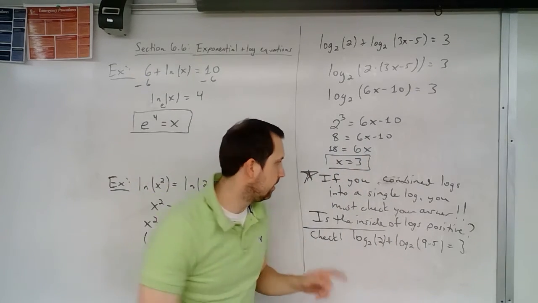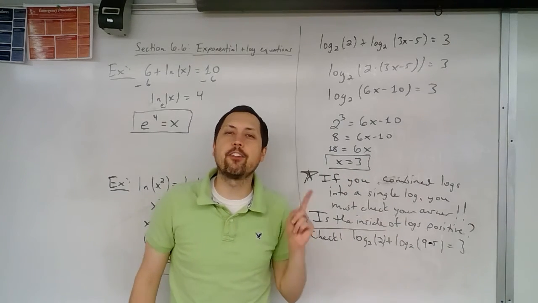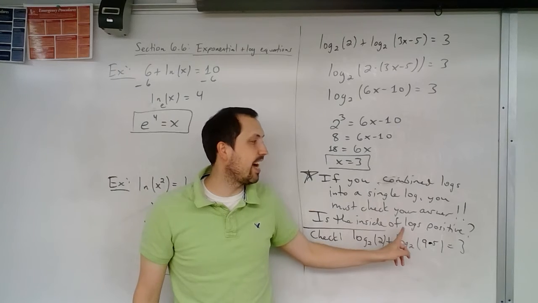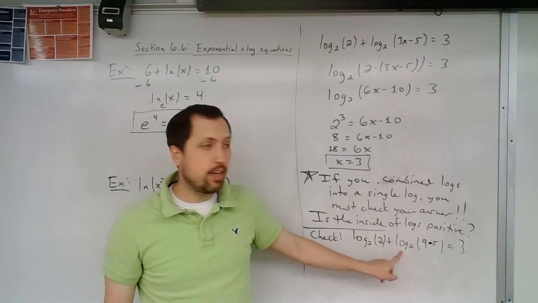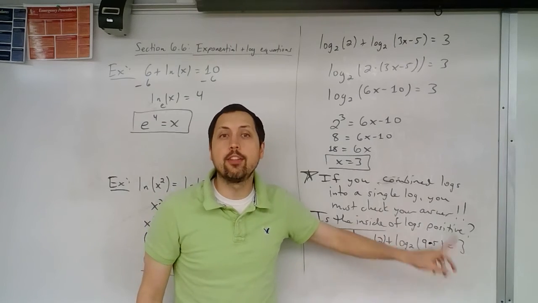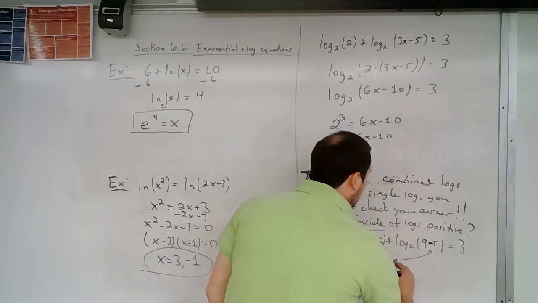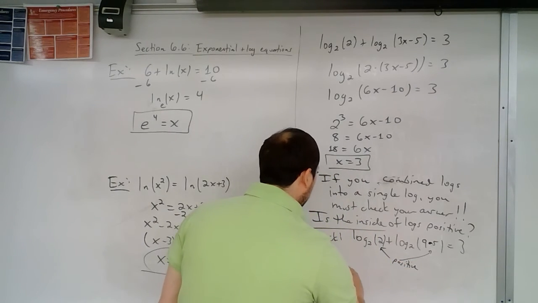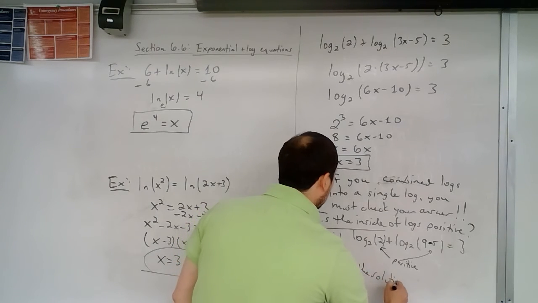I am 9 minus 5. I'm not trying to verify that the math is correct. I'm trying to see, is the inside of the logs positive? So here I have the inside is 2. Here I have the inside is 4. They're both positive. So in this case, both of these are positive. So what that tells me, x equals 3 is the solution.